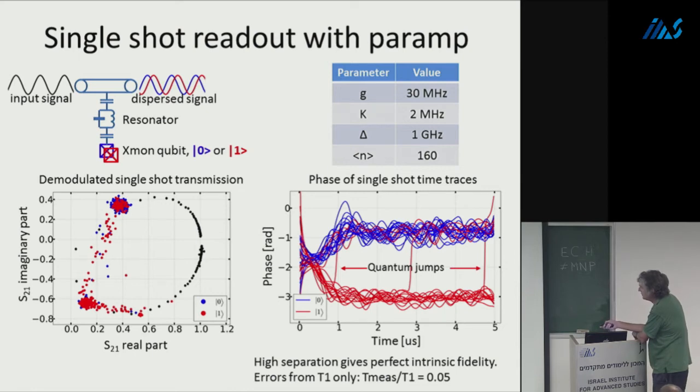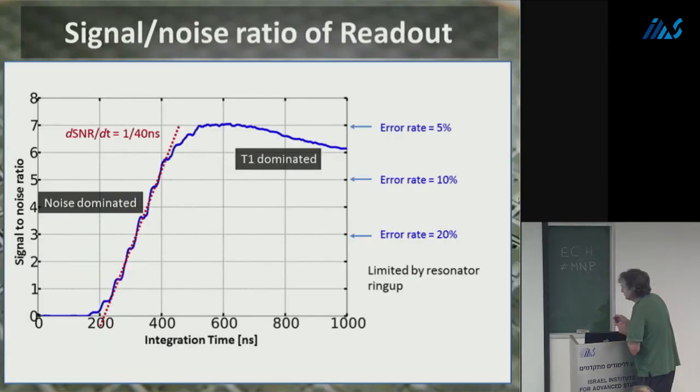And when you look at this, you see this is so well separated, you have basically perfect intrinsic fidelity of the measurement system itself with these kind of time constants. The only errors coming here are that this is jumping to this, or this is jumping to that. They're basically T1 errors. So the measurement fidelity is basically your measurement time over T1, about errors are about 5% or so, depending on how we do it. And you can look at that a little bit more carefully.